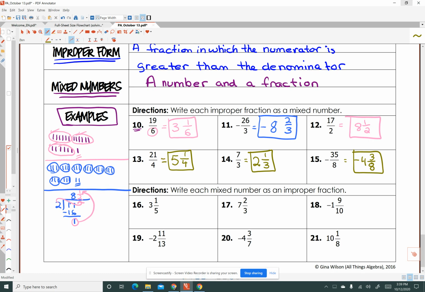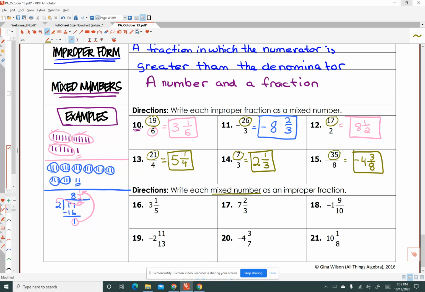Now we're going in the other direction. Here we have mixed numbers, and we're converting them to improper fractions. And I hope you noticed, students, that with these improper fractions, the numerator is always greater than the denominator because it represents one or more entire groups of the denominator.